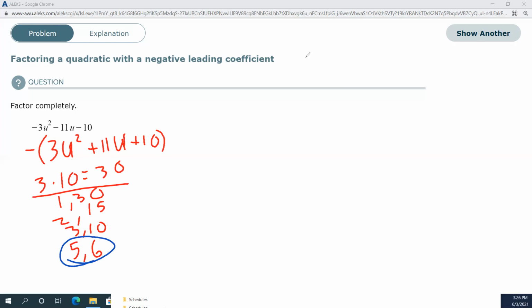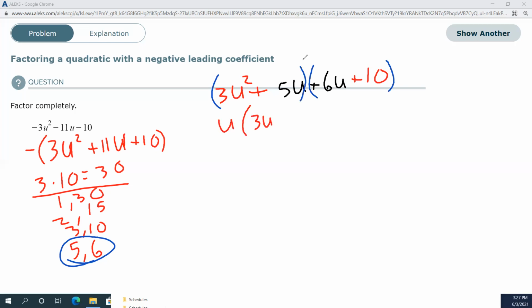So then we'll do, let's see, 3u squared plus, what else? 5u plus 6u plus 10. Okay, and then we parenthesize. Okay, I'm sure that's a real word. It does sound very Olivia Newton-John. And we'll factor out what we can.